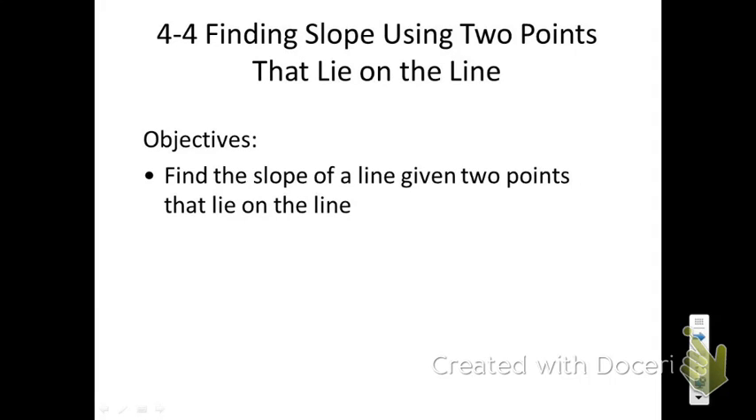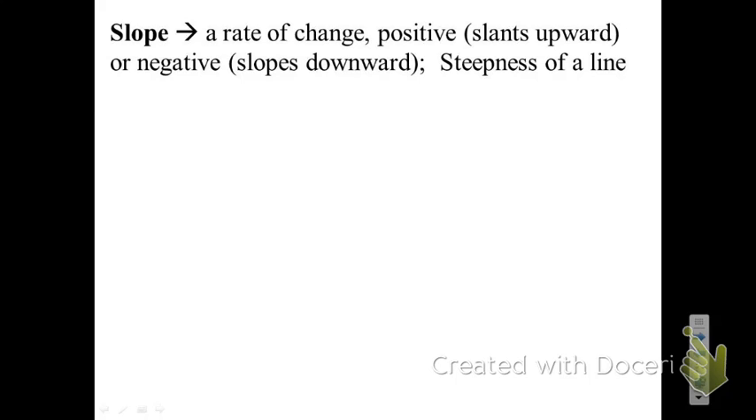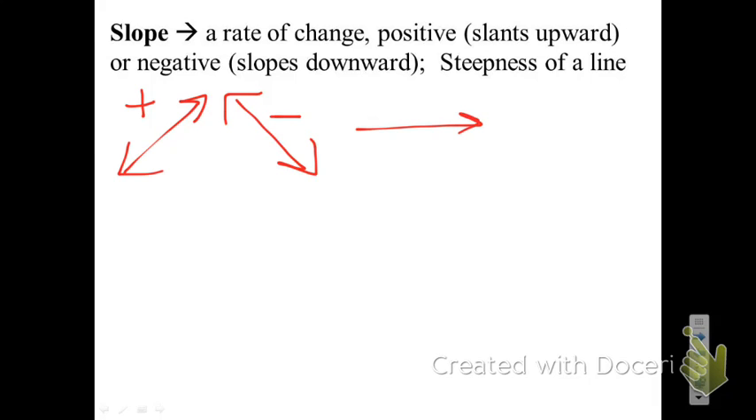Alright, today we are going to focus on finding slope using 2 points that lie on the line. So again, we went over this yesterday. Slope is a rate of change. It can be positive. That's a positive slope. It could be negative. It could be 0. That's if it's a horizontal line, or if it's vertical, we say it's undefined.